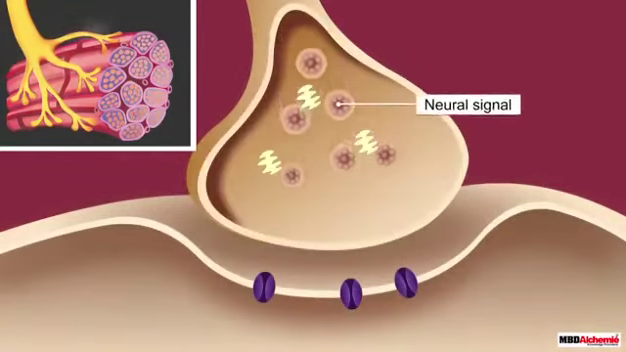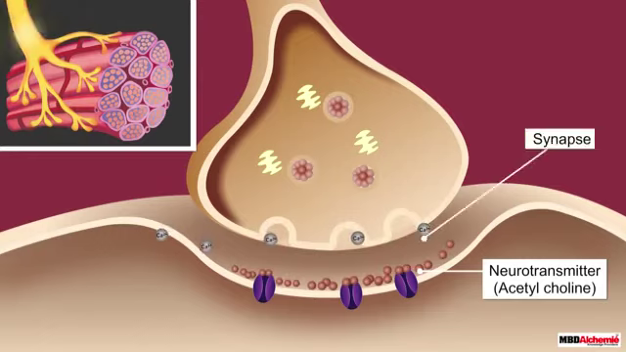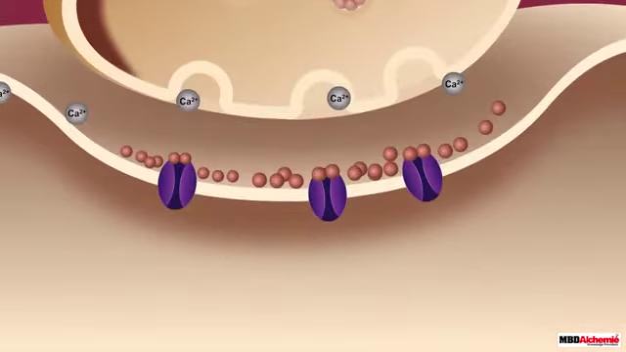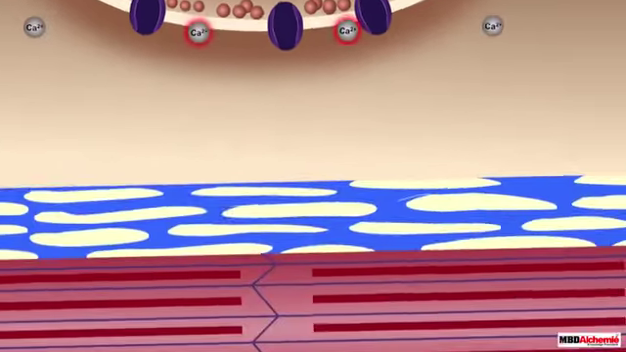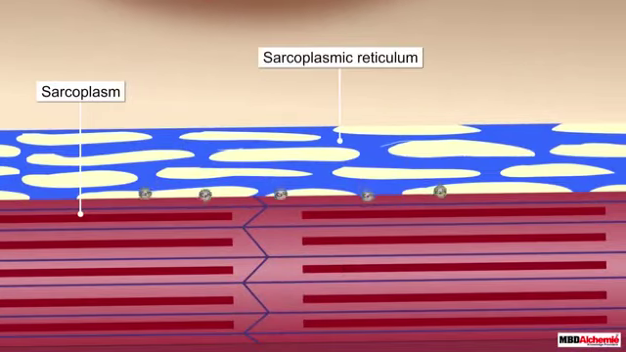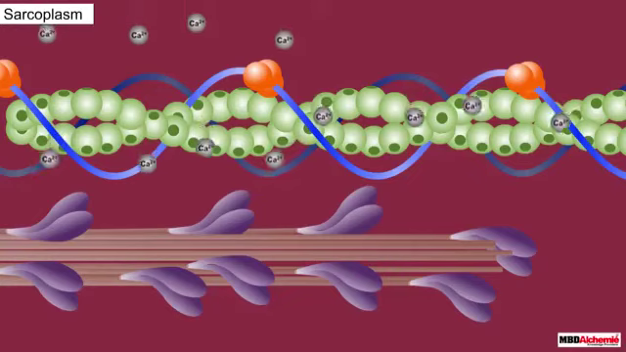A neural signal, on reaching the neuromuscular junction, releases a neurotransmitter, acetylcholine, thus generating an action potential in the sarcolemma. This action potential spreads through the muscle fiber and causes the release of calcium ions into the sarcoplasm from the sarcoplasmic reticulum. This in turn increases the level of calcium ions in the sarcoplasm.